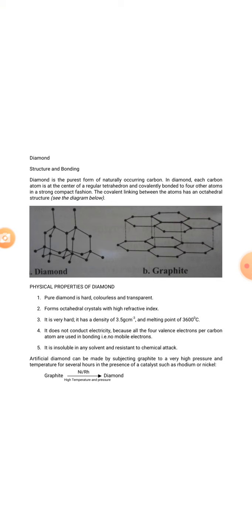Diamond is the purest form of carbon you can ever get. Diamond is very pure. And then you also have graphite. So you see the structure of diamond there is an octahedral crystal. Octahedral. That's it. It has eight corners.